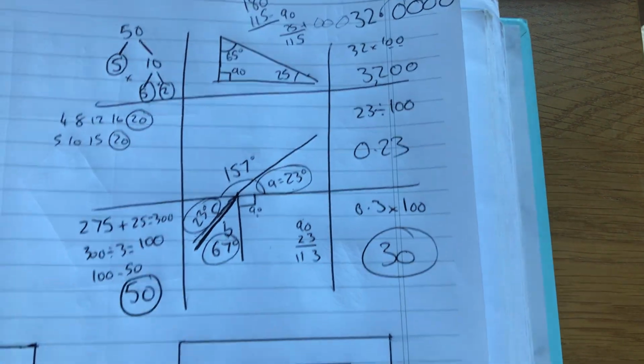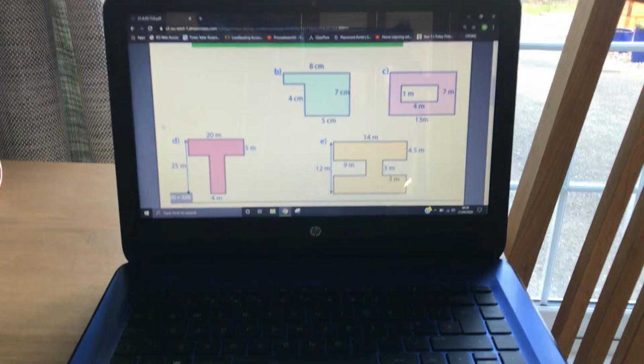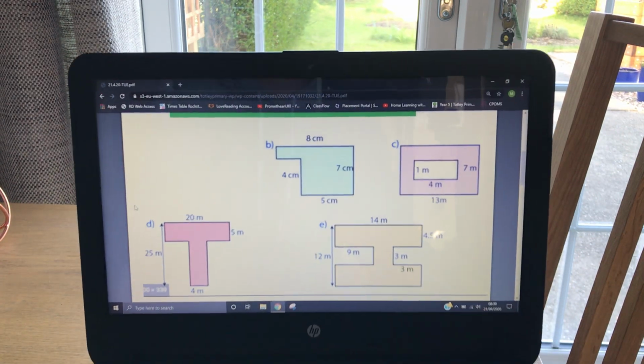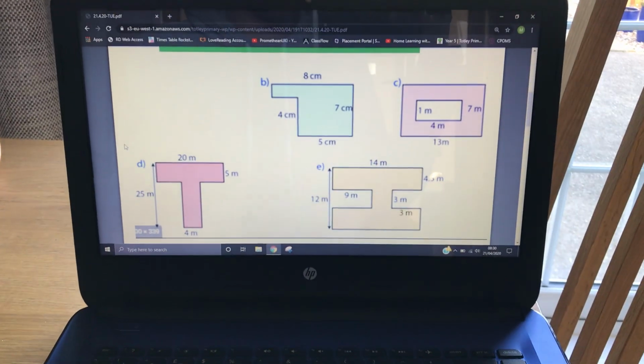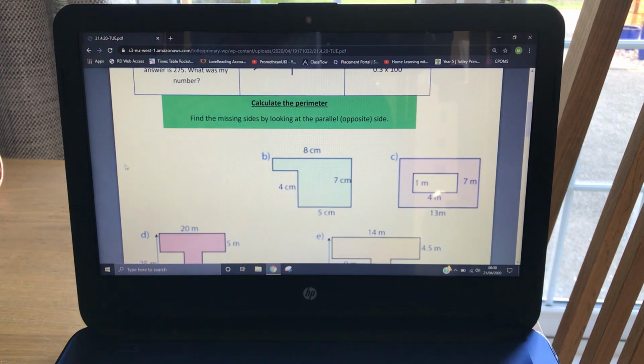There you go. Now, the tasty part of the lesson today. Let me just flick you back up there, and I'll bring the laptop a bit closer forward as well. So, today was calculating the perimeter. Find the missing sides by looking at the parallel, or the opposite sides. Now, at first, perimeter is very simple, isn't it? Perimeter is the distance all the way around. We simply add it all up.